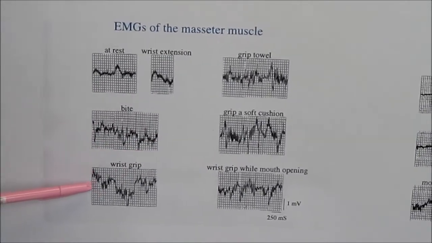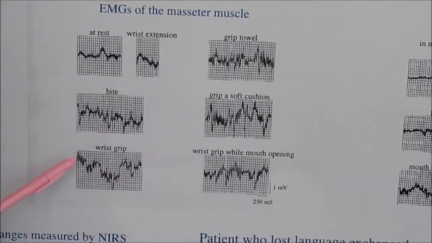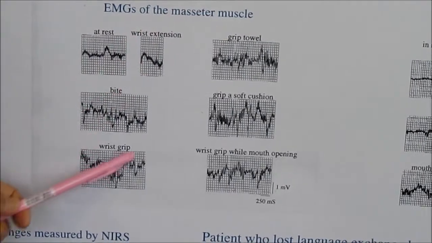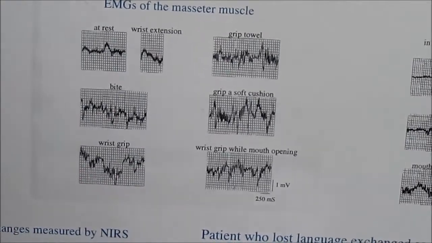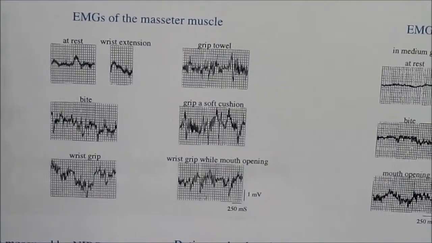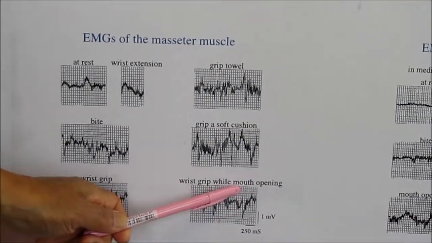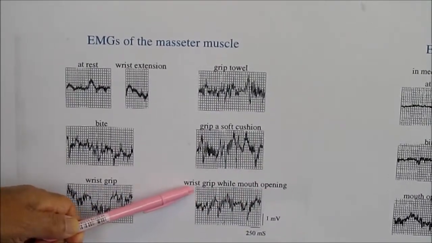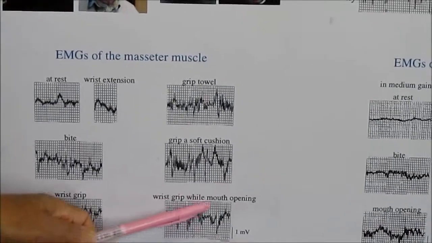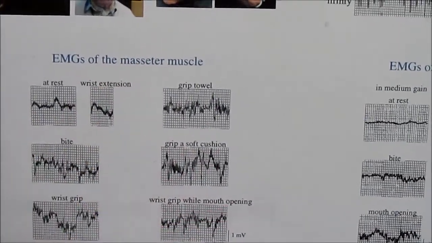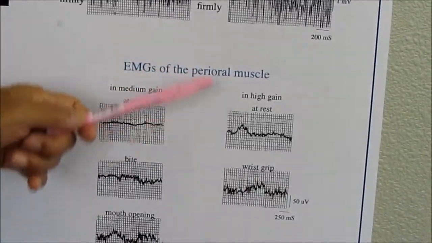But interestingly, when we make a wrist grip, the activity of the masseter muscles was increased. So I first doubted, that means somewhere we are biting with the masseter muscles. So we took the activity while the mouth was open during wrist grip. Even so, by wrist grip, the masseter muscle was increased. The same was obtained from the perioral muscle around the lip.